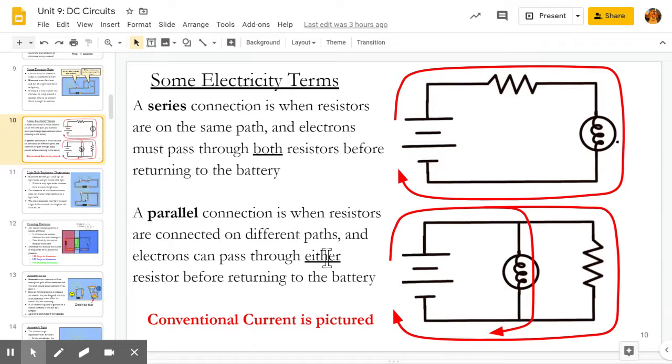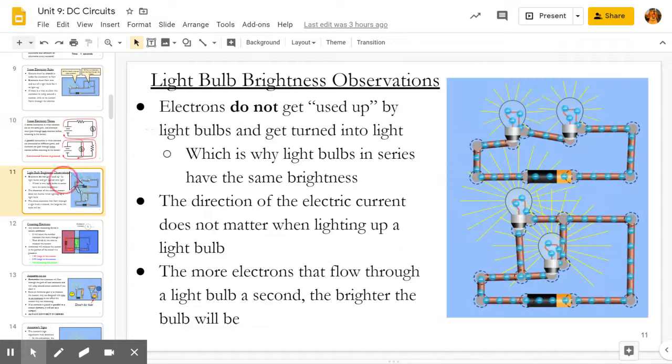A parallel connection is when the resistors are connected on different paths. So the electricity leaves the battery and it can go either through the light bulb or through the resistor. That is an example of a parallel connection.